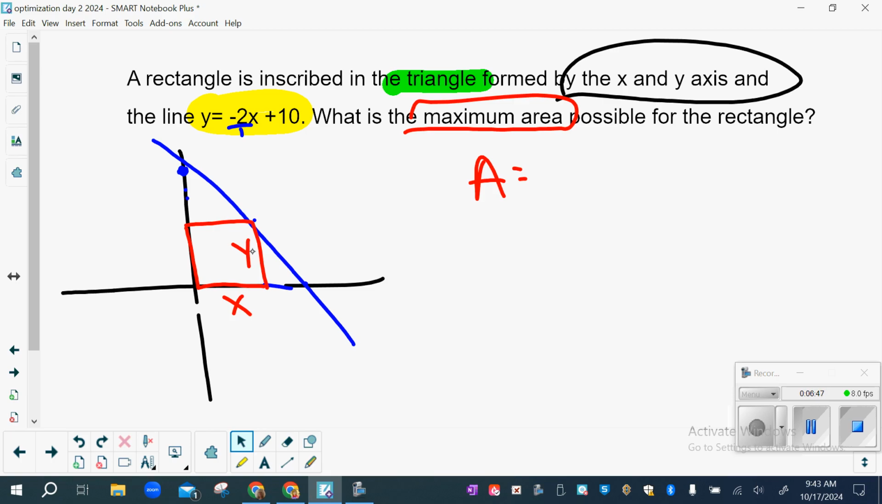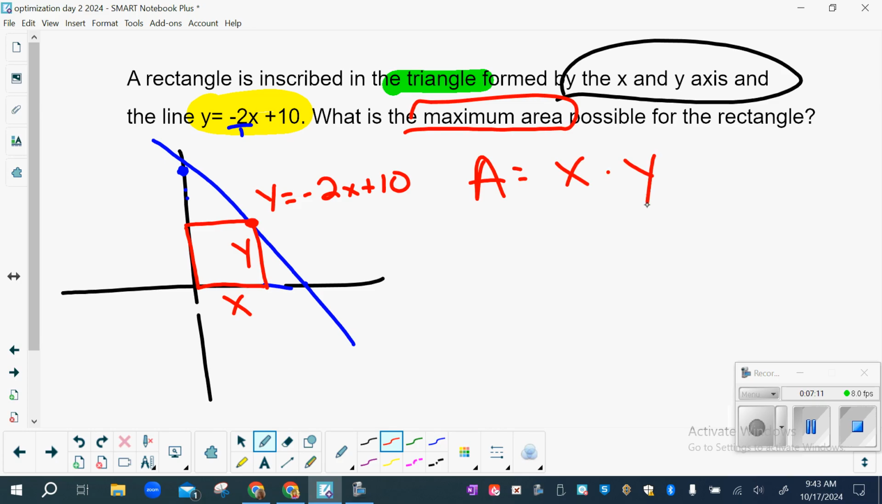Watch this. This point right here is on this line. Do you guys agree with that? And do you know what that line is? It is y equals negative 2x plus 10. Is everybody cool with that? Have I tricked anybody? So watch this. My area is x times y, but I'm not going to write y anymore. What's y's new name? Negative 2x plus 10.